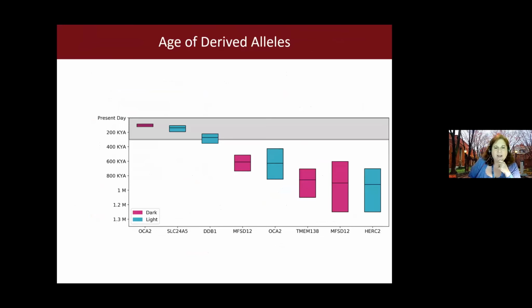So in summary, in half of the cases, the ancestral allele is associated with light skin color and not dark skin color. And the age of the derived mutation predates the origin of modern humans in most cases. So these have been segregating in Africa, both light and dark alleles, for a long time.